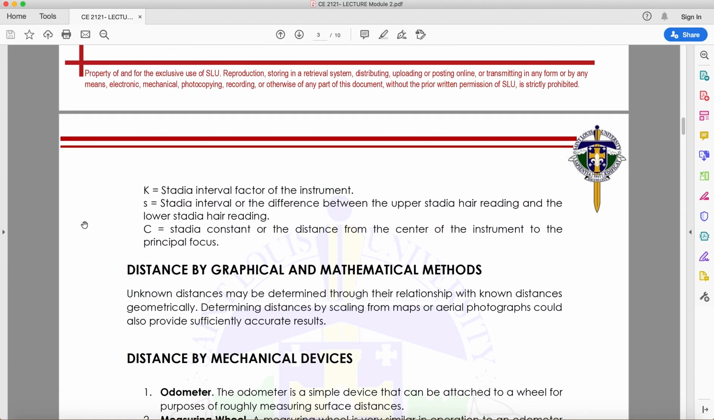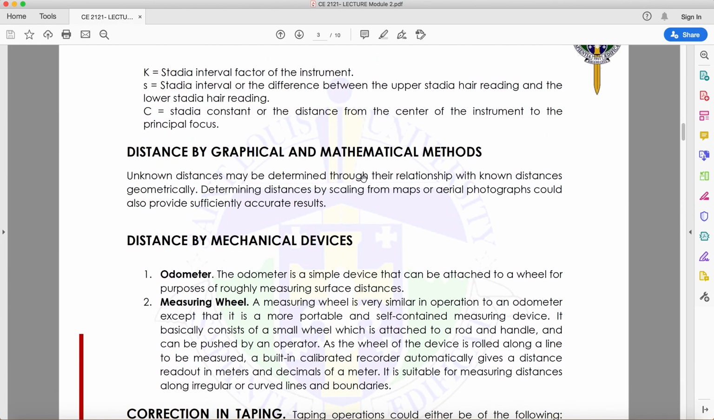Next is distance by graphical and mathematical methods. Unknown distances may be determined through the relationship with known distances geometrically. Determining distances by scaling from maps or aerial photographs could also provide sufficient and accurate results.